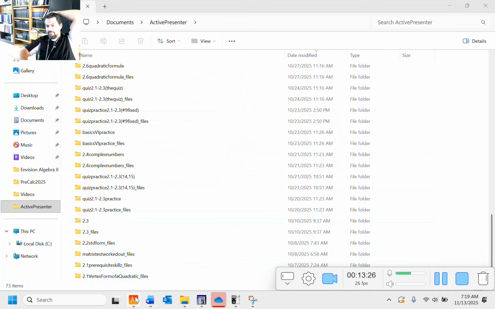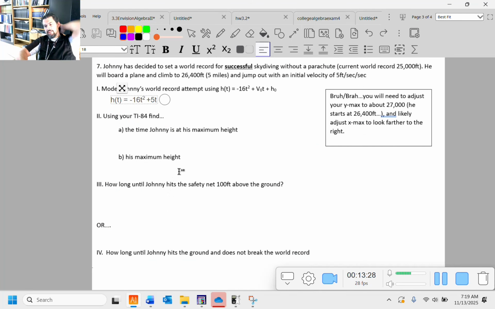I'm not sure where that left off. It just popped up and told me that I had stopped recording. So anyways, kids were mismatching units here. You should have put plus 26,400. Everything had to be in feet. Feet per second, feet. Using your TI-84.